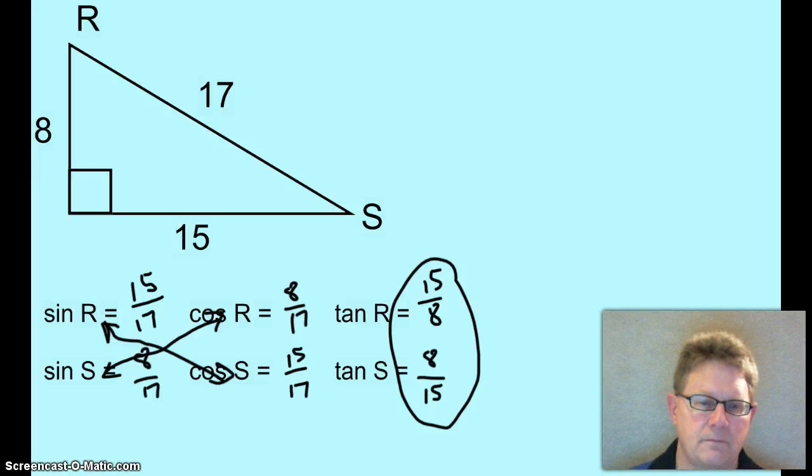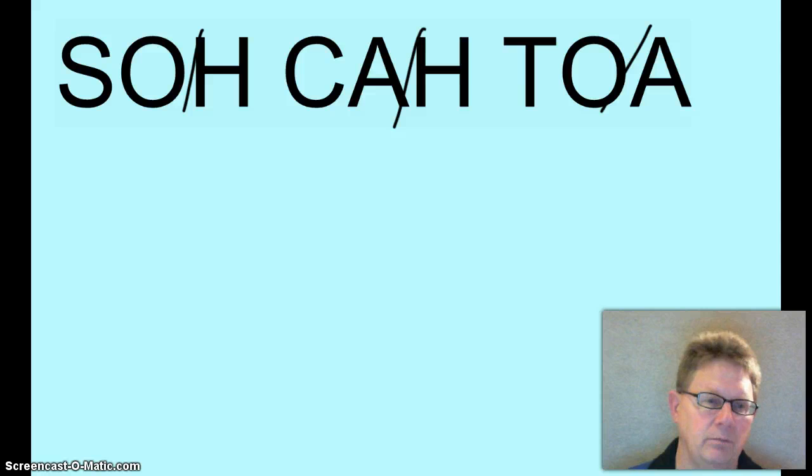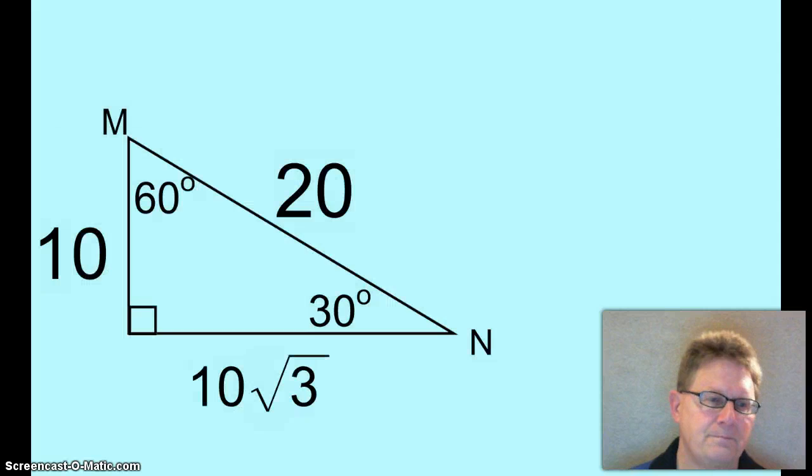Alright. Moving right along. This is just a great little memory device to help you remember which ratio is what sides. SOH-CAH-TOA. The sine is the opposite over hypotenuse. The cosine is adjacent over hypotenuse. And the tangent is opposite over adjacent. See, now you know what SOH-CAH-TOA is up on the board for. Just a couple more examples and we'll be done.